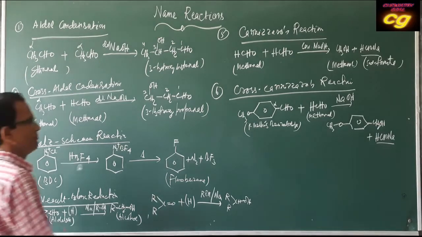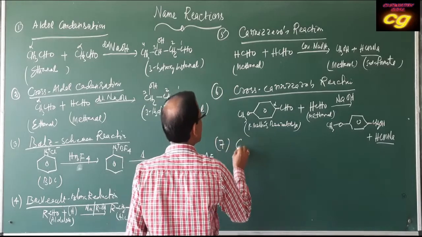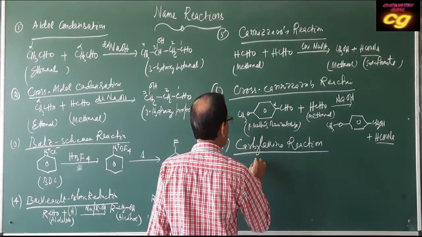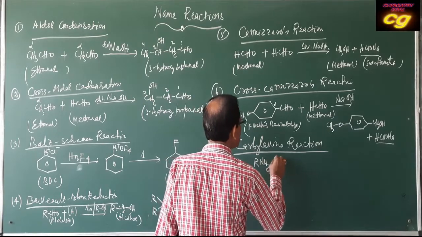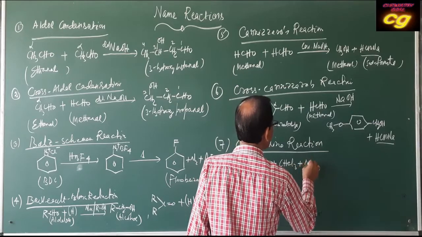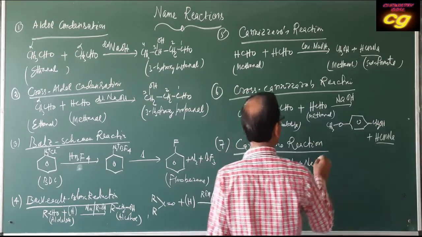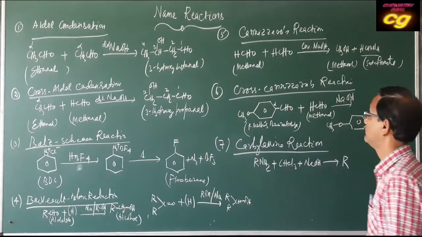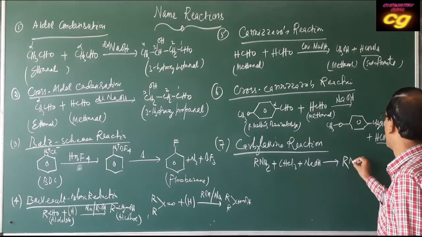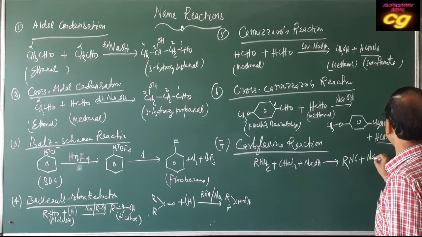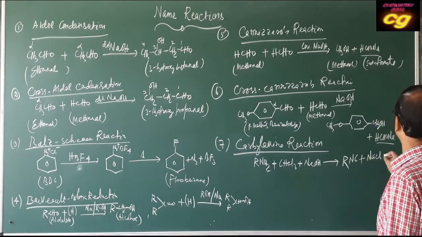Then carbylamine reaction. Here any primary amine, when it reacts with chloroform in presence of base NaOH, produces what? Isocyanide, RNC, plus NaCl plus water.